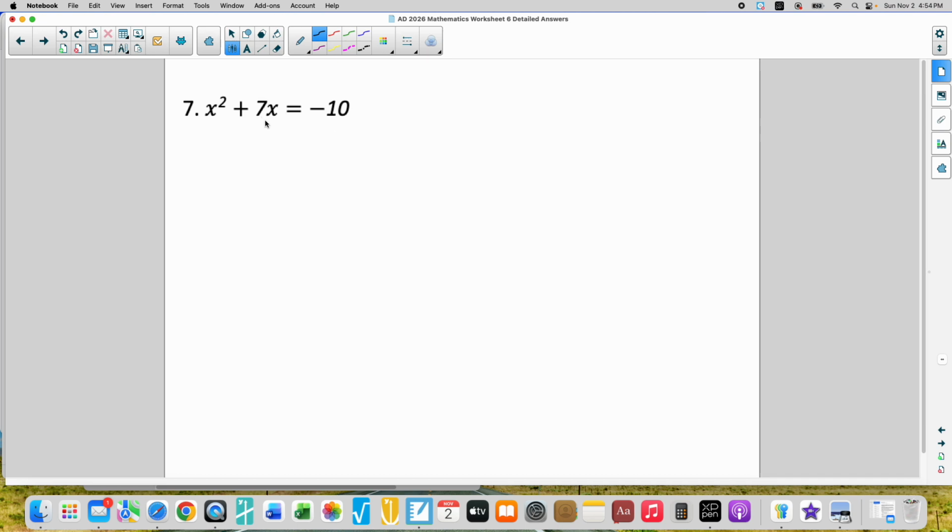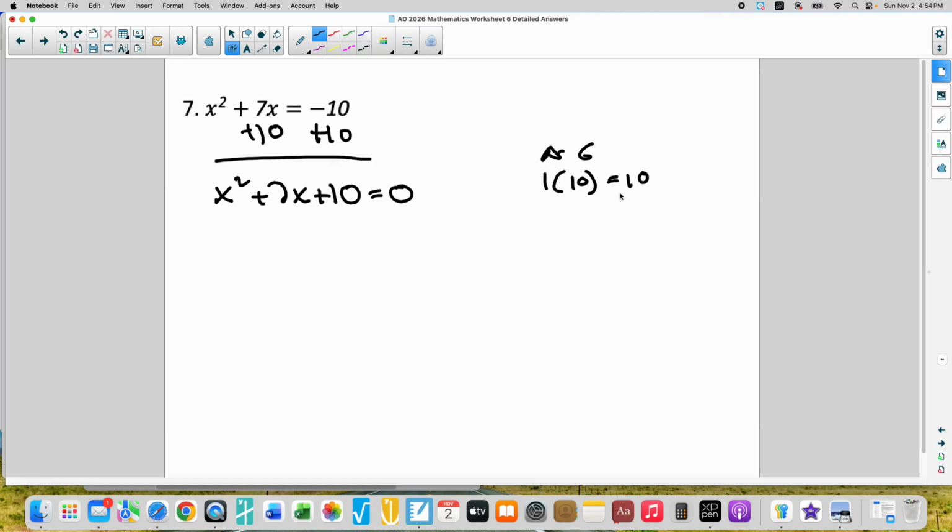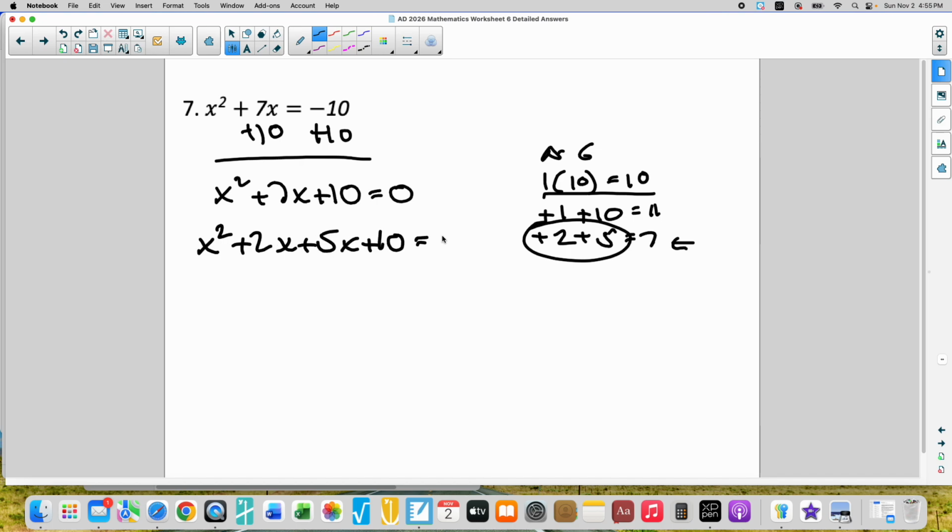We can complete the square, but I wouldn't complete the square because it's odd. I would move it over and isolate, set it equal to 0. Plus 10 equals 0, and then I'd do a times c, a being 1, c being 10. Factors of 10 are 1 and 10, 2 and 5. My signs are the same, they're both positive. This is equal to my middle, so I'm going to use these two values, x squared plus 2x plus 5x plus 10 equals 0.